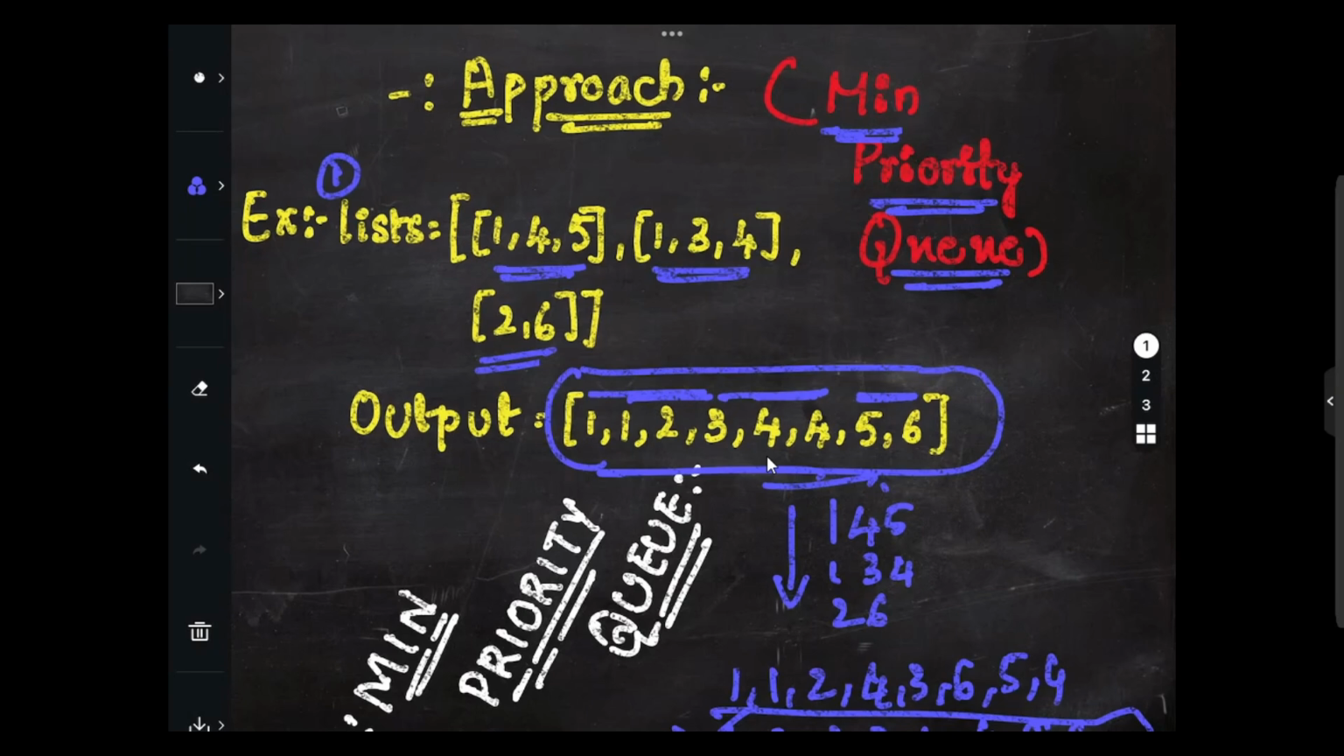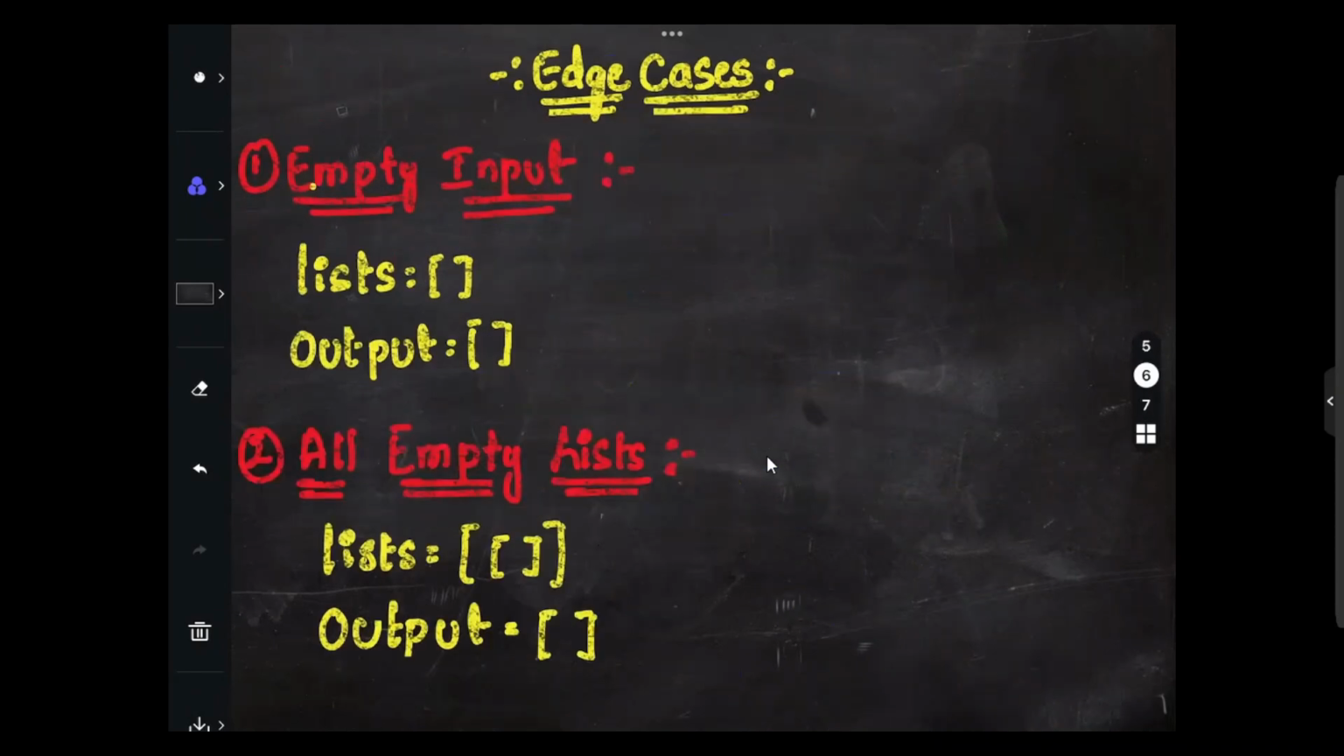As we are now familiar with the approach, let's discuss the edge cases very quickly. The first edge case would be empty input. When I say empty input, the list is empty, so we don't have any lists at all. The output will be an empty array or empty list itself. There are no linked lists to merge, so we have to return an empty list in that case.